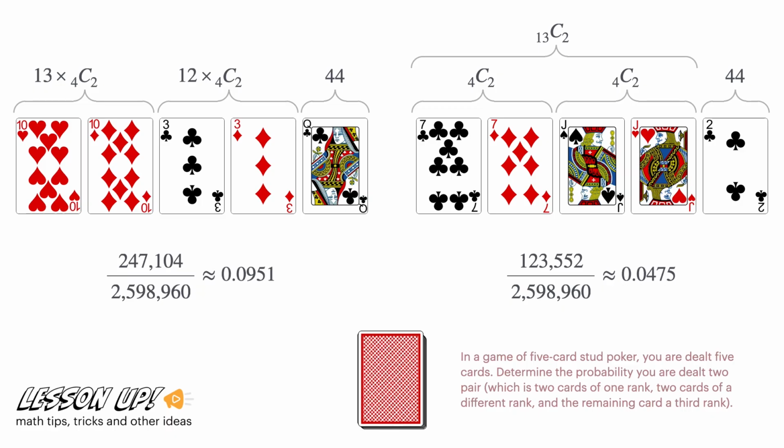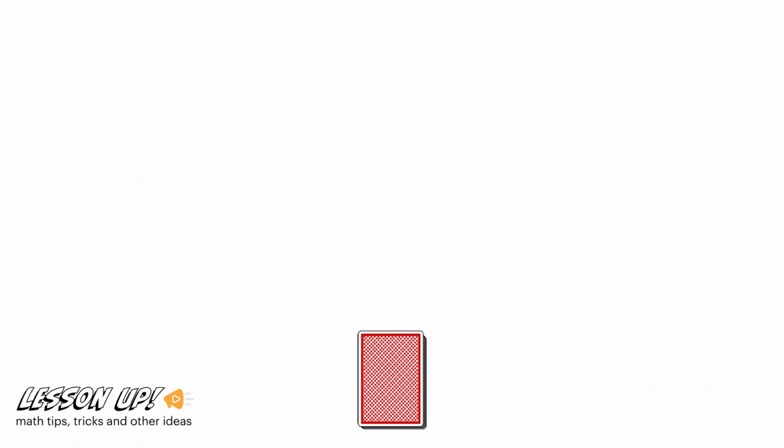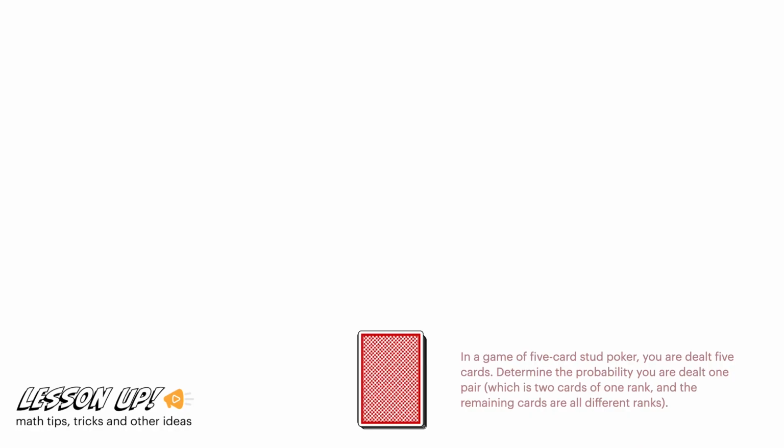Now, it is difficult for students to formulate the logic behind the application of the counting techniques. This is where guiding them to keep the problem in context helps. Focusing on the ranks lends clarity on how to proceed. So I asked students to try a similar problem, except this time they are to determine the probability of being dealt 1 pair, which is 2 cards of one rank, and the remaining cards are all different ranks. Again, if you'd like to try this problem on your own, you should pause this video now.